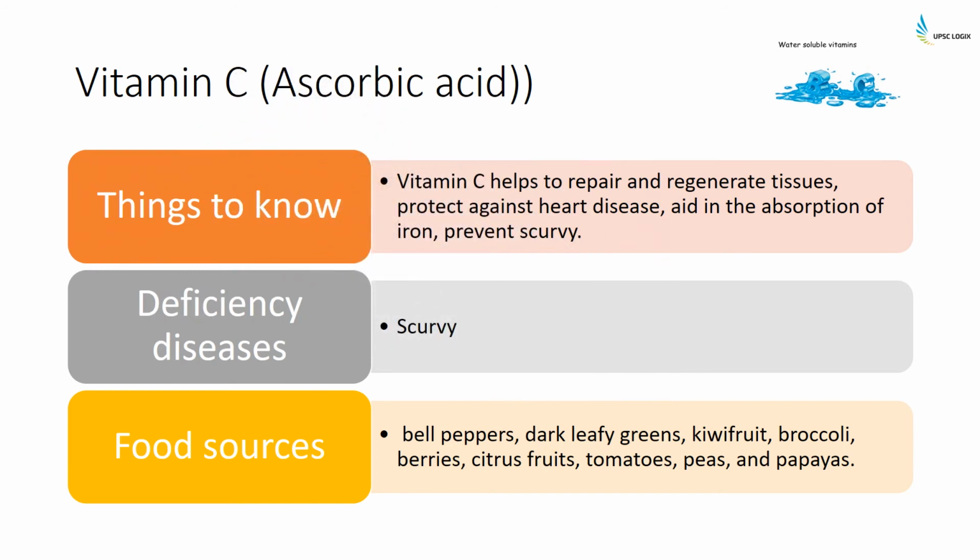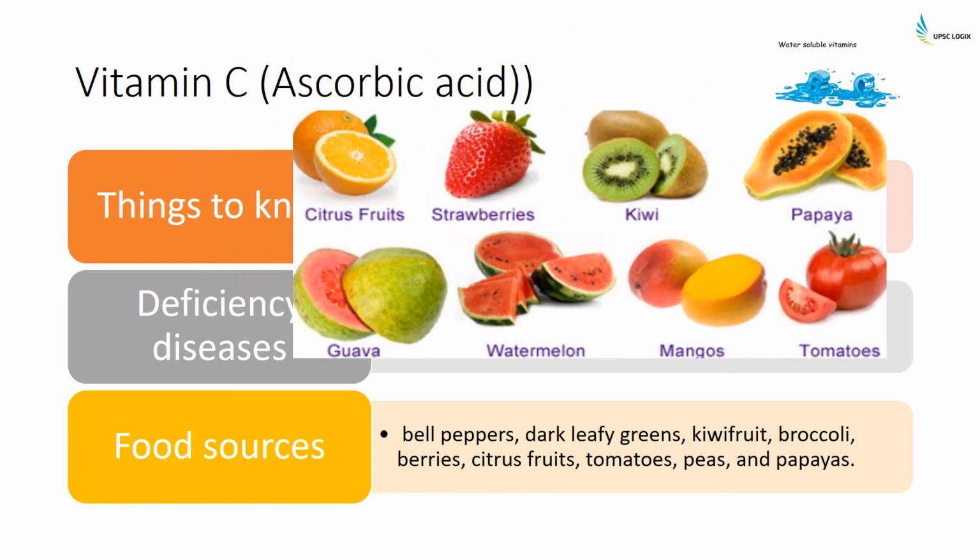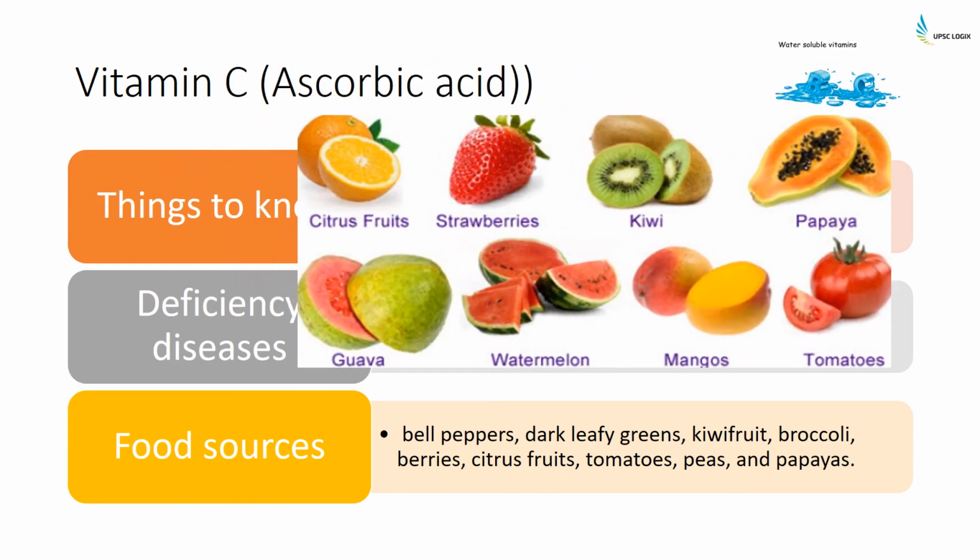Then let us have a look at the food sources: bell peppers, dark leafy vegetables, kiwi fruit, broccoli, berries, citrus fruits, tomatoes, peas and papaya. Kiwi fruit, watermelon, mangoes, and tomatoes again are another good source of vitamin C. Mangoes are a good source of vitamin A as well as vitamin C.